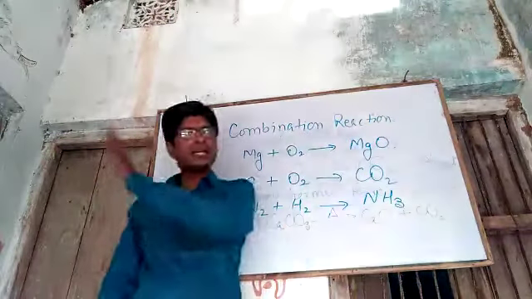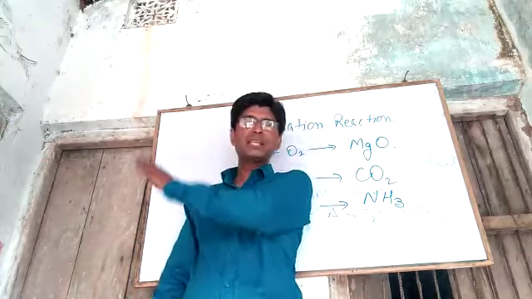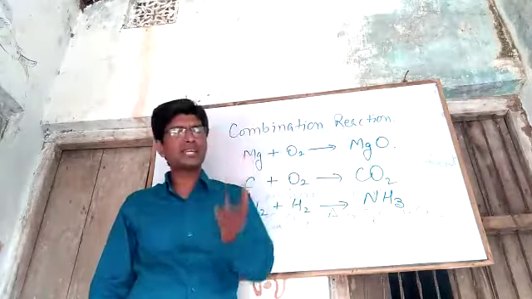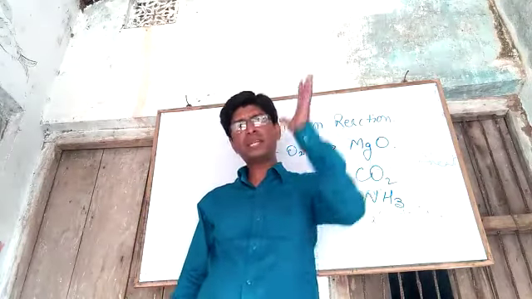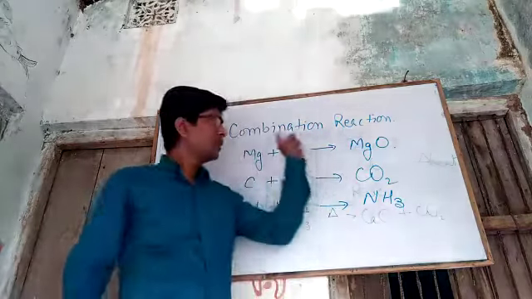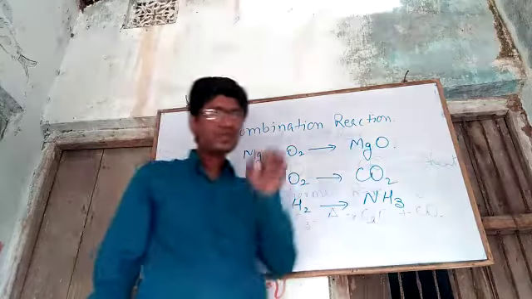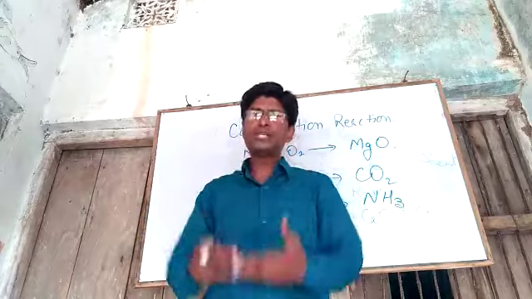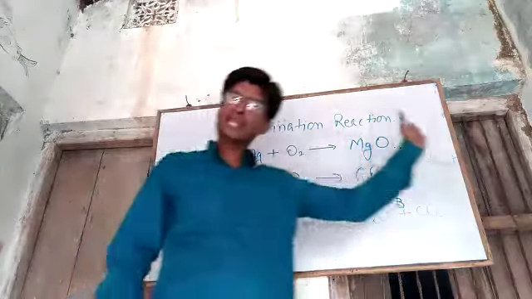Yes, dear boys and girls, on the basis of nature, chemical reactions have been divided into four parts: combination reaction, decomposition reaction, displacement reaction, and double displacement reaction. So combination reaction is the chemical reaction in which two or more than two substances get combined to produce a single product, then it is called combination reaction.